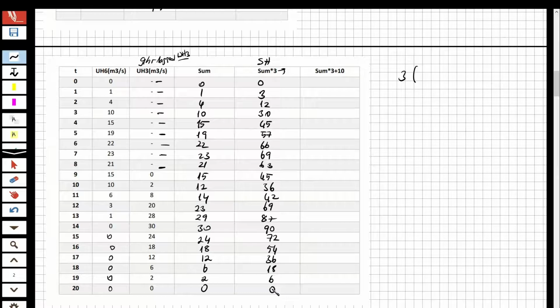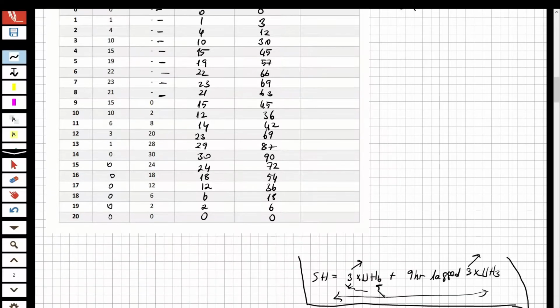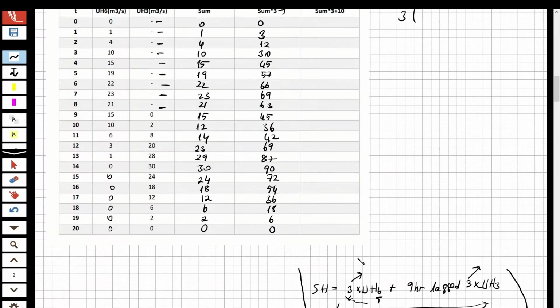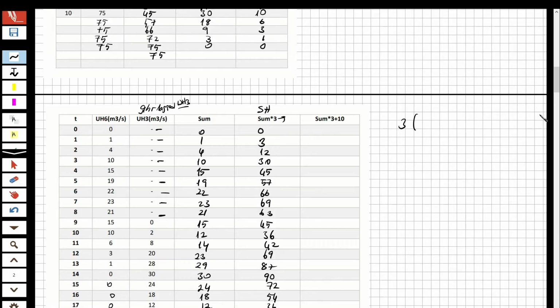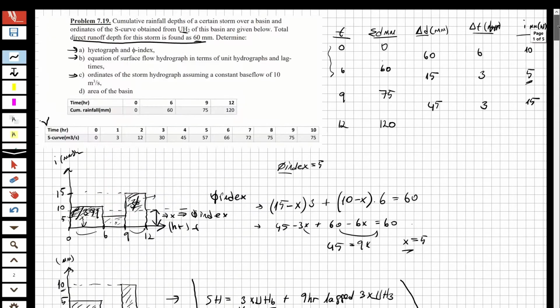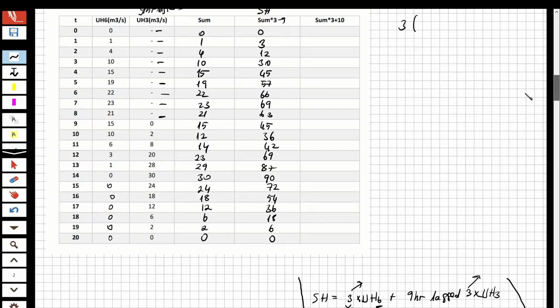Now we got all the measurements for SH, okay, for this equation. This is the hydrograph of this equation. So now, if you remember, in the question it says the ordinates of the storm hydrograph assuming a constant base flow of 10 meter cubed per second. So now it asks to add the 10 meter cubed per second as a constant base flow, so the water normally in that river. So now we are going to add it.